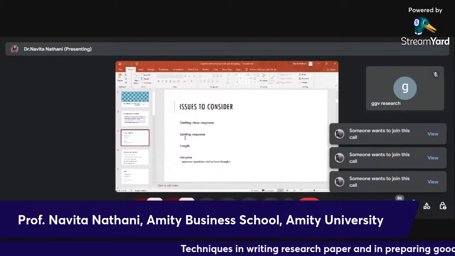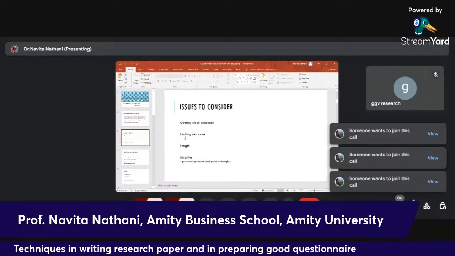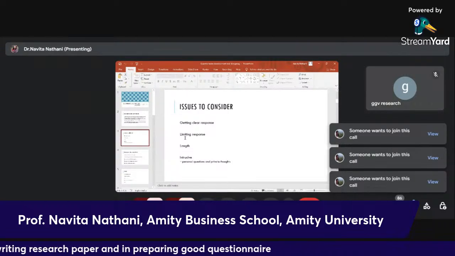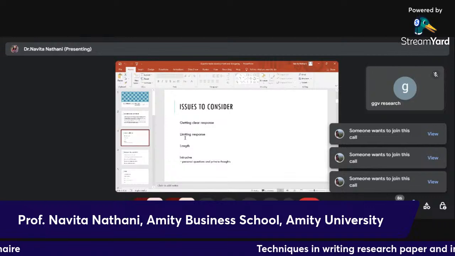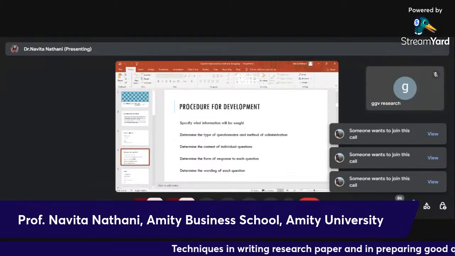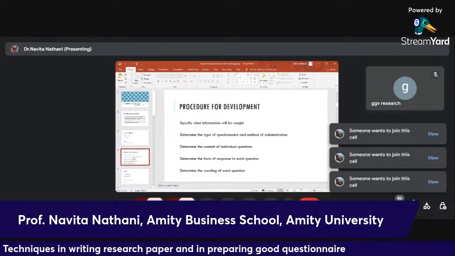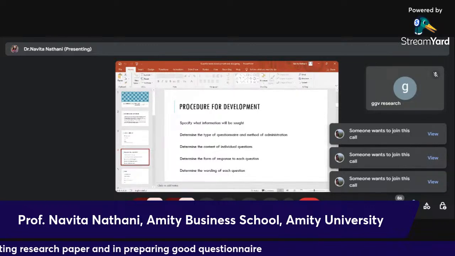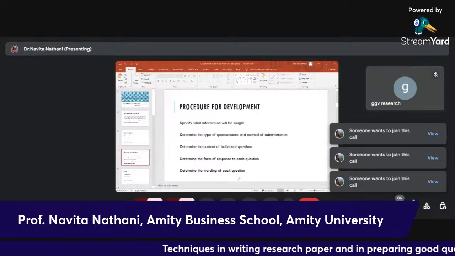Then your questionnaire should not be very intrusive. That means you should always remember that there are certain sensitive questions, some personal questions, and private thoughts which should not be included over there. So I'm going to discuss a very simple method of developing the questionnaire. One way is that you can get the standardized one. So whenever you're getting a standardized questionnaire, you need not take so much pain.